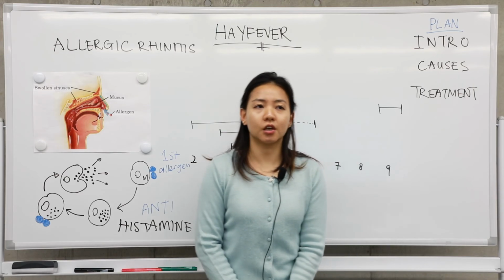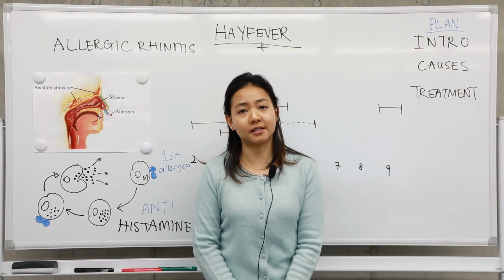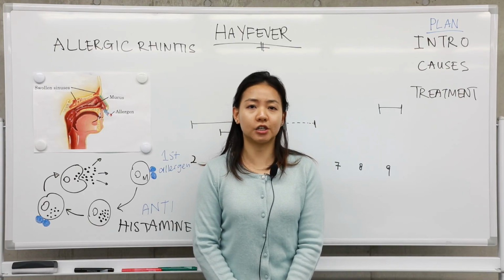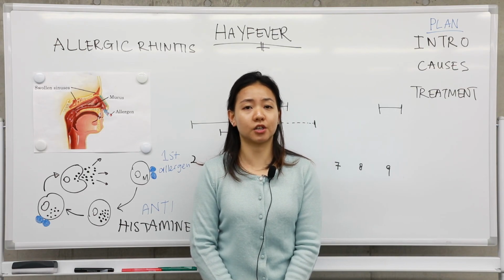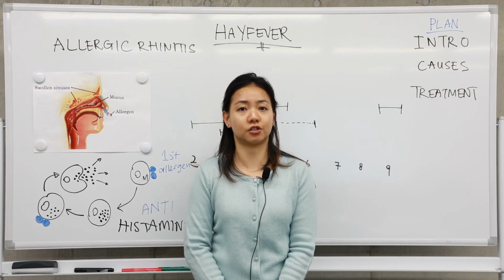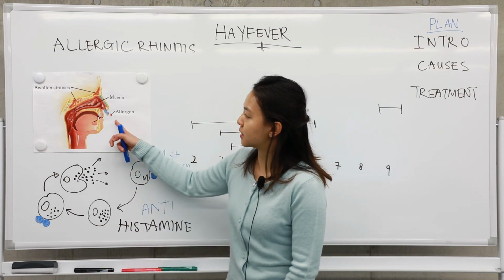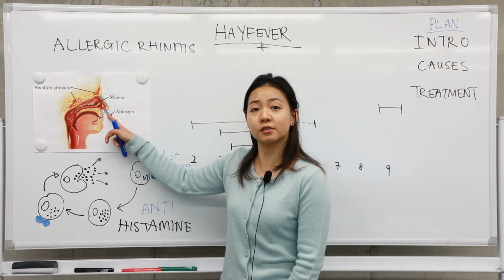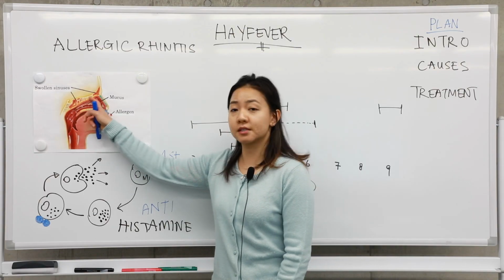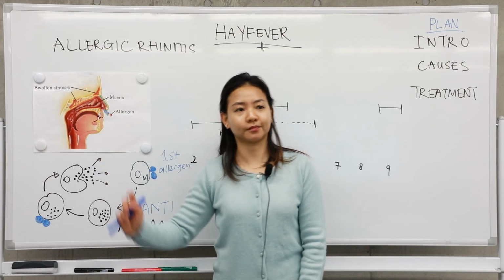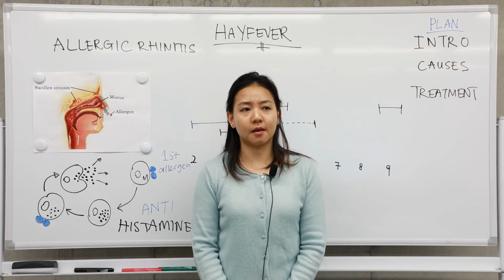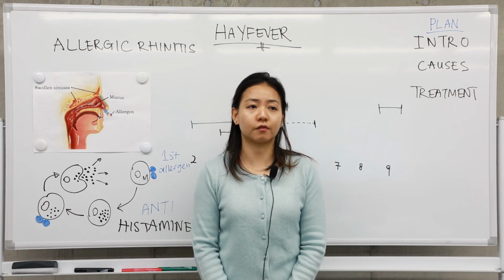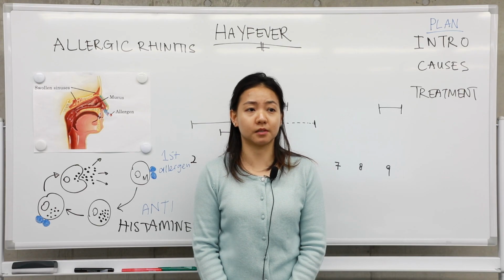Other medications which can also be used are antihistamine eye drops for itchy and watery eyes, or saline nasal sprays and decongestant medication for nasal congestion. These are sprays which you can spray directly into your nose and help to relieve the symptoms inside here. Very rarely, oral steroid tablets may be prescribed to patients for severe allergic rhinitis symptoms.